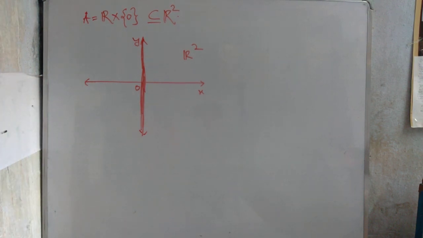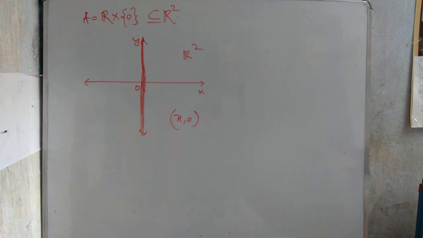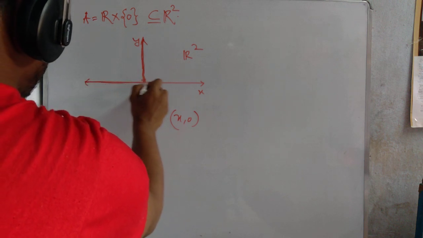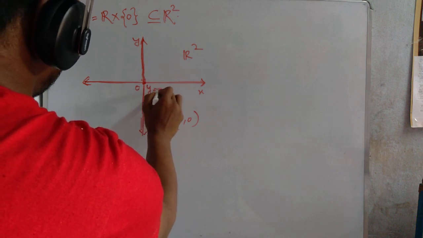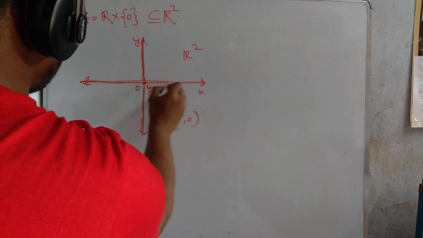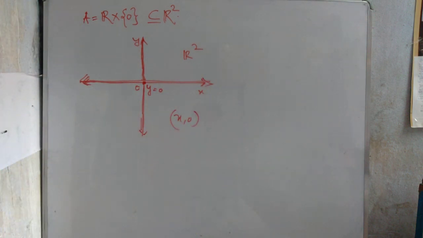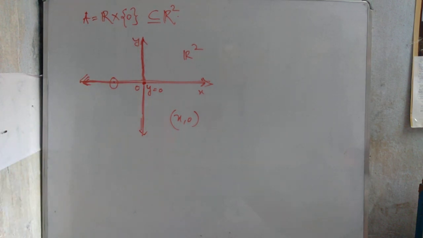That means if any point (x, 0) is lying where, sorry, y coordinate is 0 means lying on this x-axis. Then the boundary points of this set equal what? If we consider any point of this set, then this one is a boundary point.